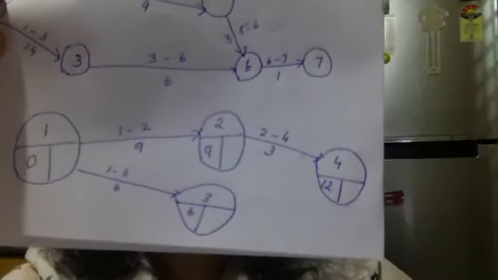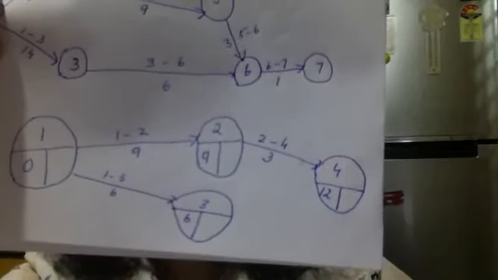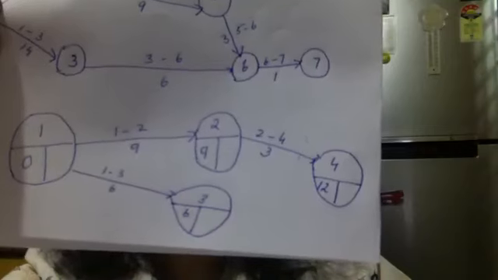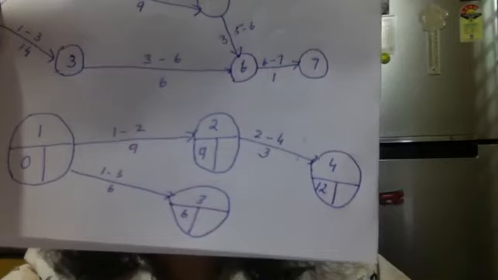Wait 1 second, I'll show you. Now you'll understand. Let us say 2 to 4, I have 3. See. Wait class, 1 second. Now 1 to 2 was 9. Alright. 2 to 4 was 3. So 9 plus 3 became 12.